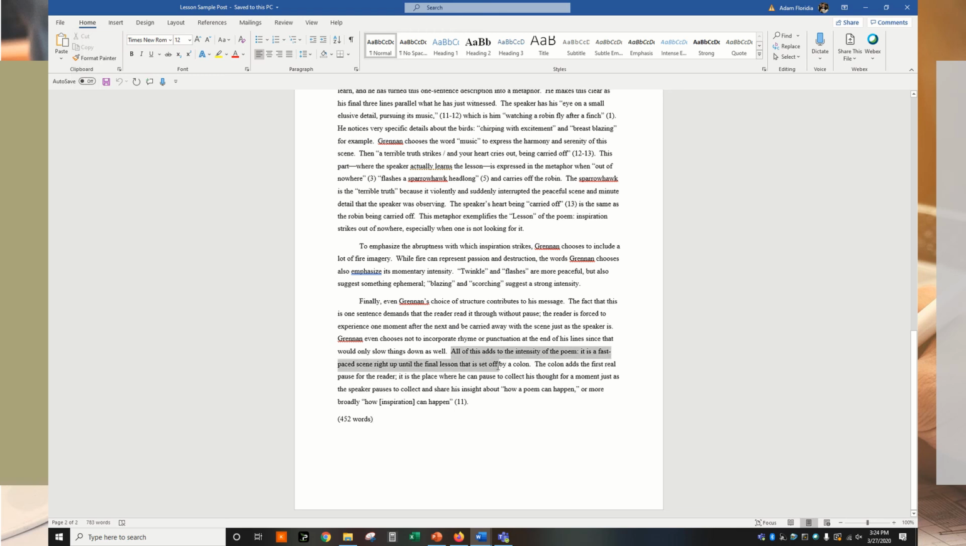It's a fast-paced scene right up until that final lesson is set off by a colon. The colon adds the first real pause for the reader. It's the place where he can pause to collect his thought for a moment, just as the speaker pauses to collect and share his insight about how a poem can happen, or more broadly, how inspiration can happen. So this is why he made the structural choices he did.